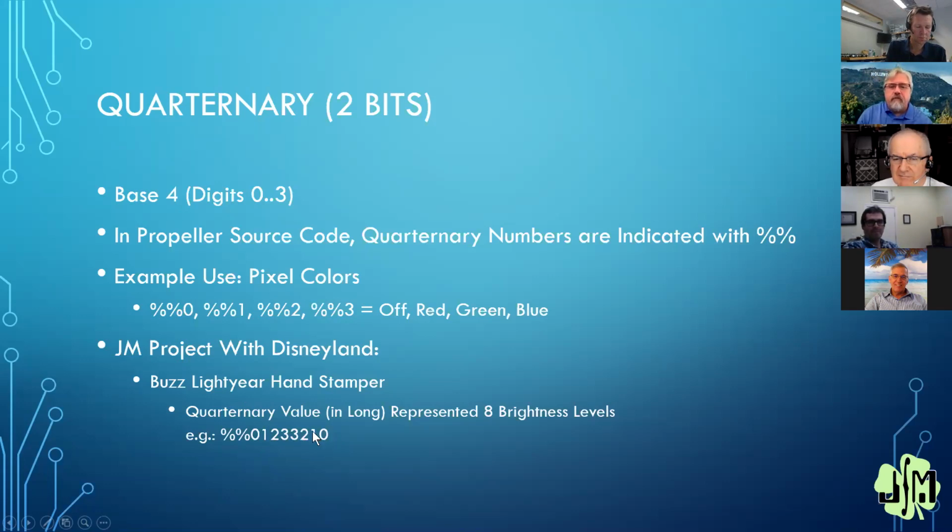0 would have been off, 1 is 33%, 2 is 67%, and 3 was 100%. So it just gave a little bit more interest to these little blinky lights, and it turned into a very successful product, and they made a bunch of them and deployed them to all the Disney properties.